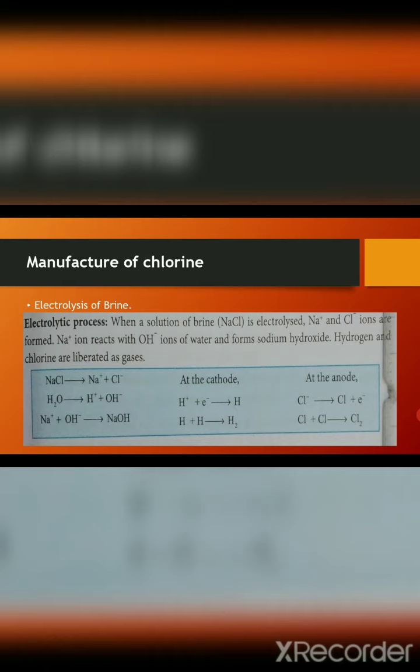So what is the reaction at cathode? In cathode, H plus ions and electron combine together and form hydrogen atom. So 2 hydrogen atoms combine together and form a hydrogen molecule.